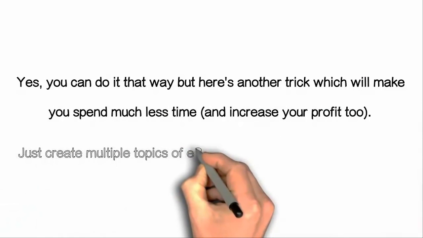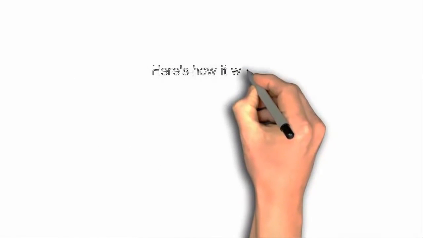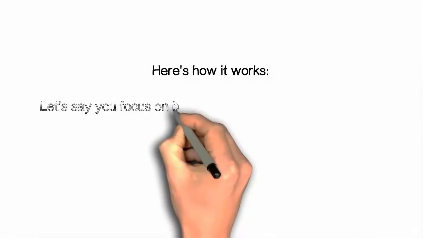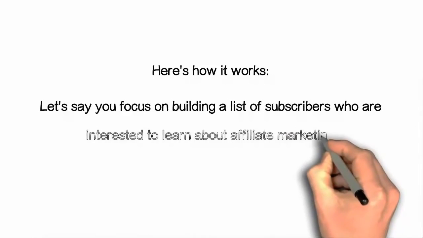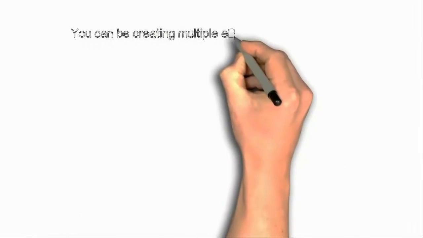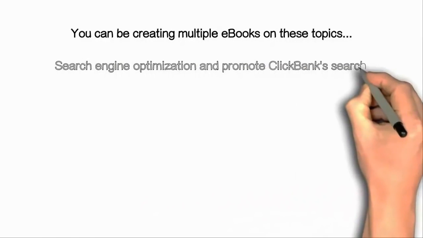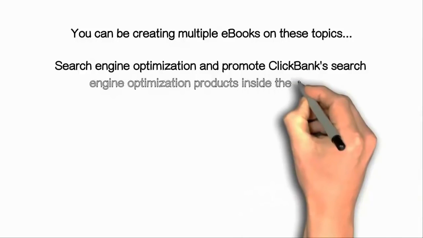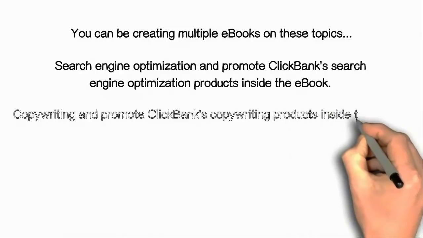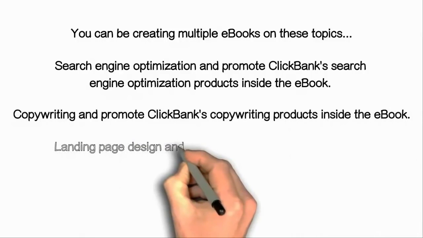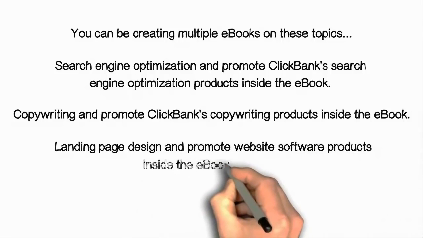Just create multiple topics of ebooks for the same list of subscribers. Here's how it works. Let's say you focus on building a list of subscribers who are interested to learn about affiliate marketing. You can be creating multiple ebooks on these topics: search engine optimization, and promote Clickbank search engine optimization products inside the ebook. Copywriting, and promote Clickbank's copywriting products inside the ebook. Landing page design, and promote website software products inside the ebook, and so on.